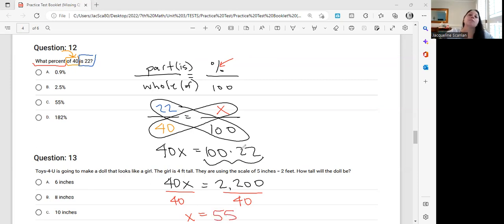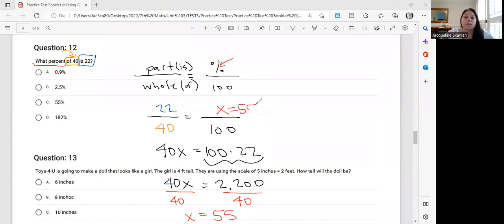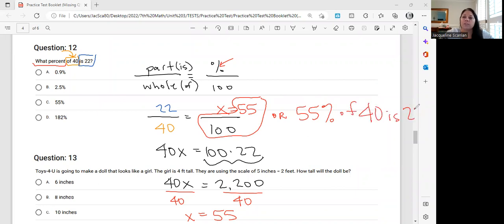We're going to stop for a second and think about what that means. X is 55. I'm going to put that up here next to the letter X. So what does that mean? That means that 55 over 100, or 55% of, pardon me, 40 is 22. That's what we just found out. So the correct answer is C. Pause the video, copy down what you want. Join me on question 13.